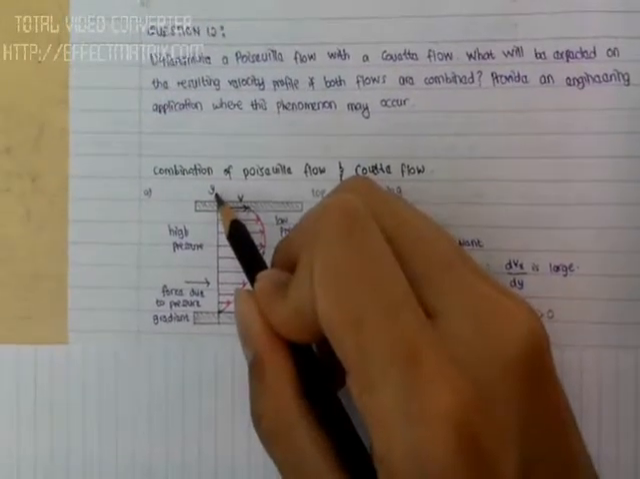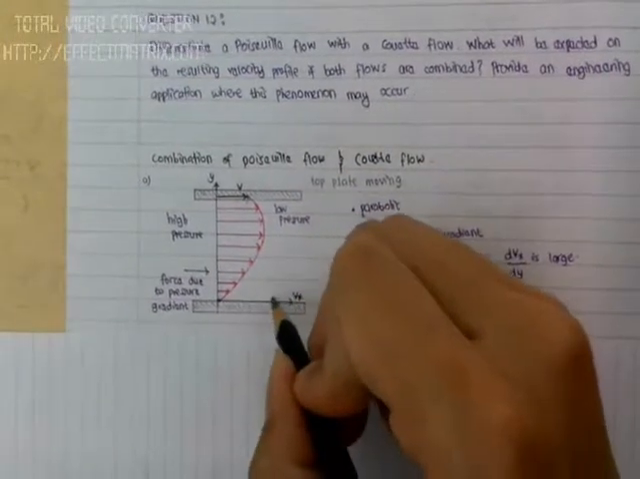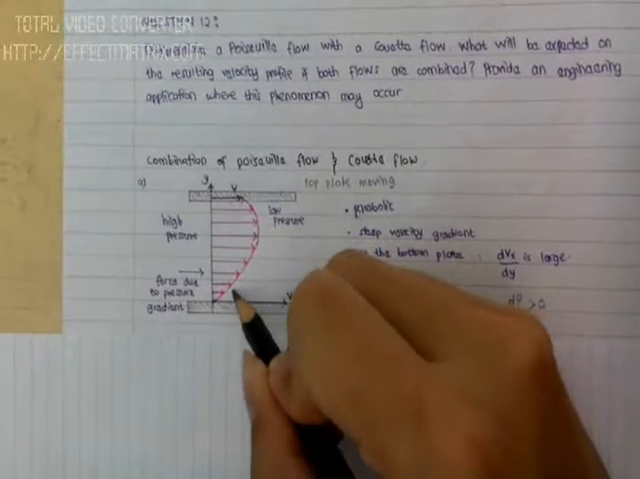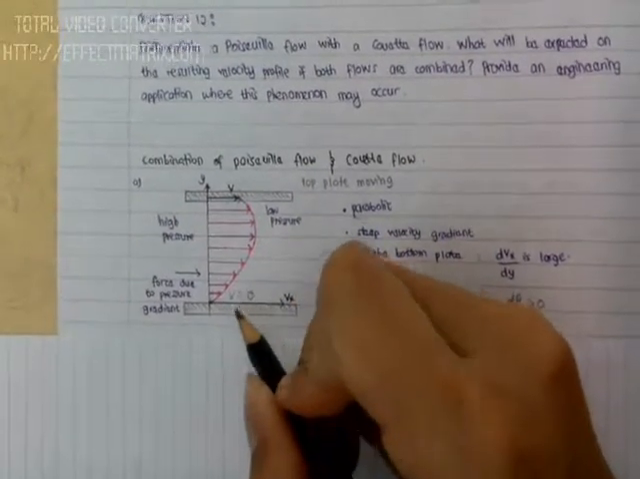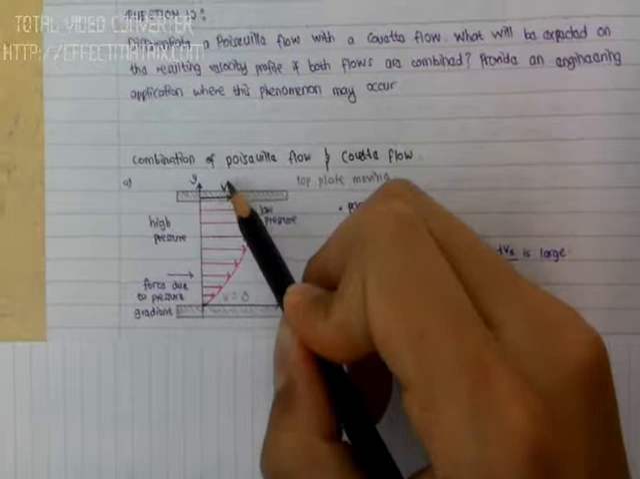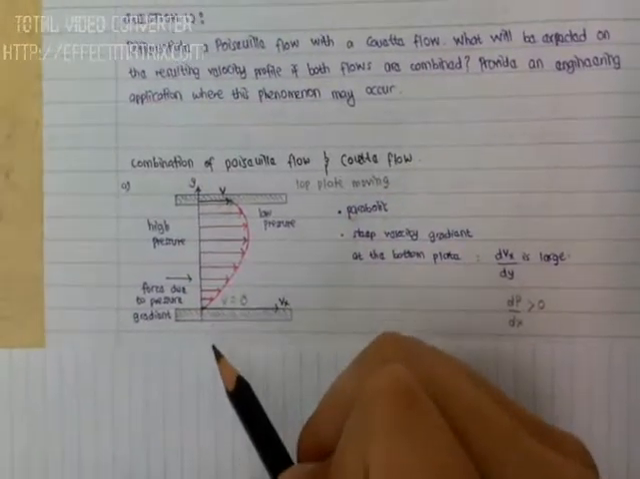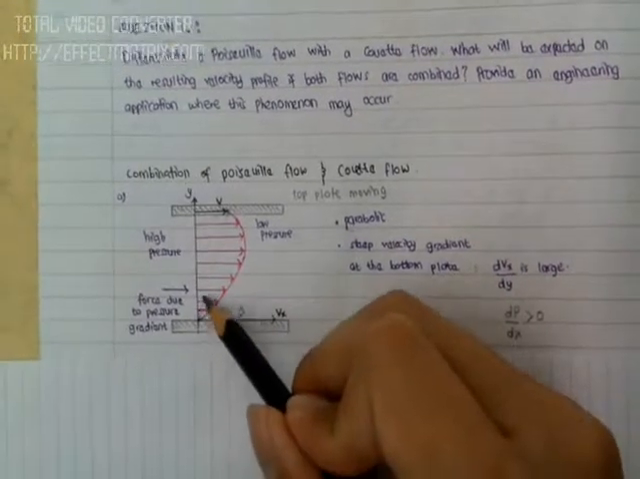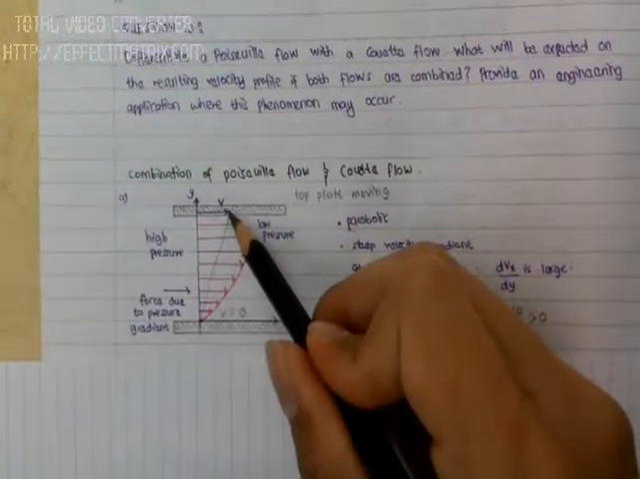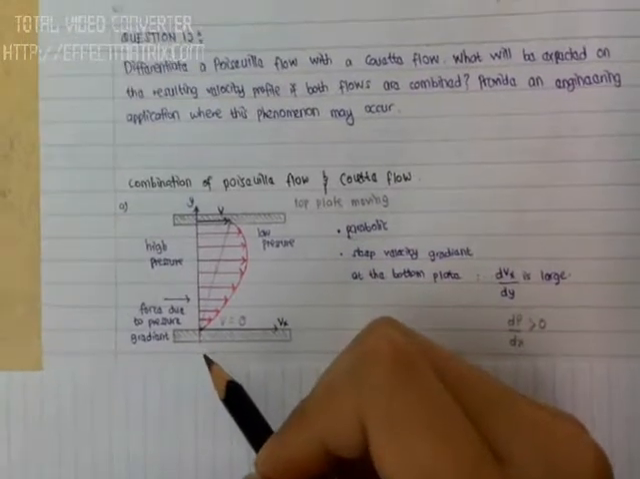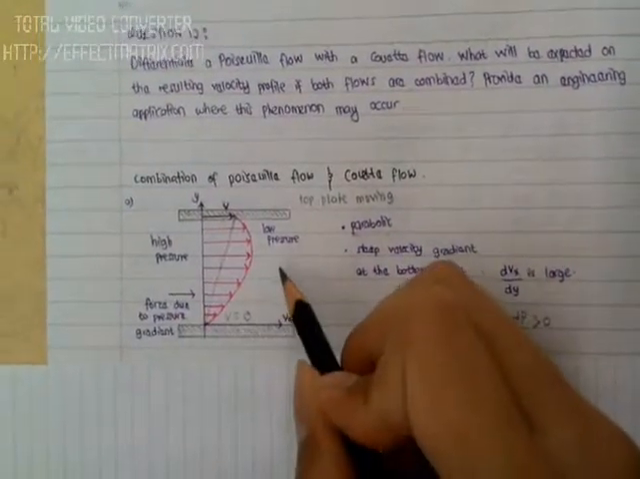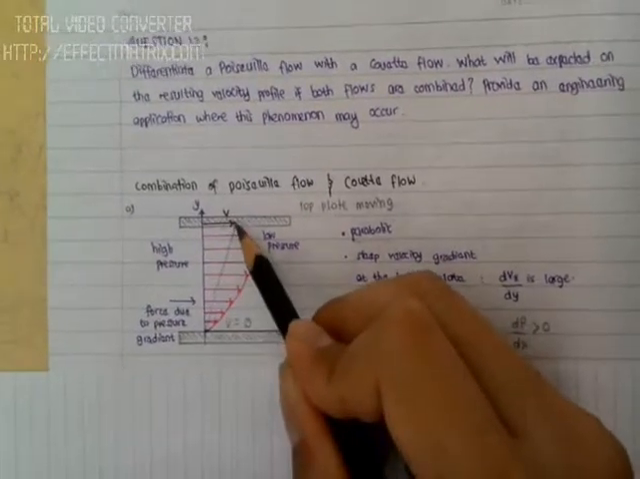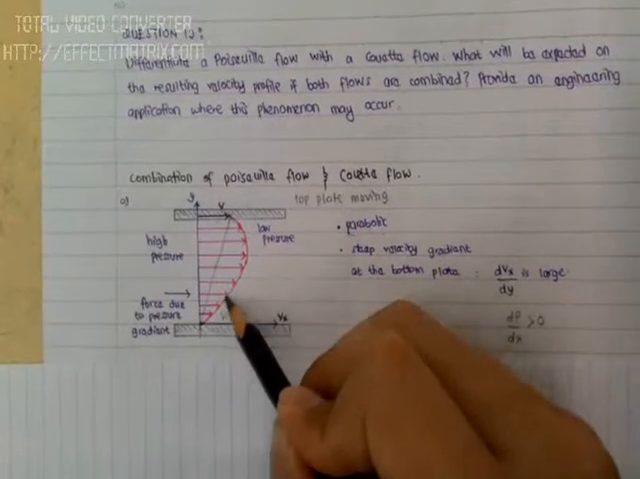Now we will sketch the velocity profile as follows. By the no slip condition, the velocity at the bottom plate must be 0 and at the top plate must be V. If the pressure gradient is equal to 0, we will have the Couette flow, which will be a linear velocity profile from one plate to the other. Because of the high pressure on the left and the low pressure on the right, the velocity profile will tend to bend into a parabolic shape.